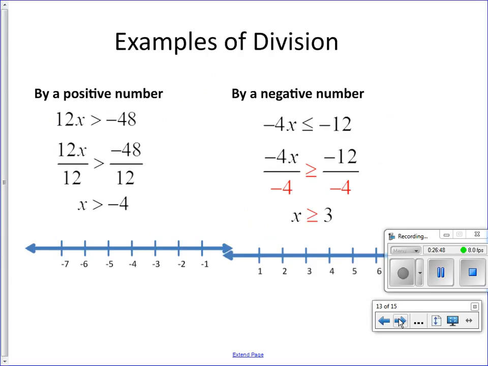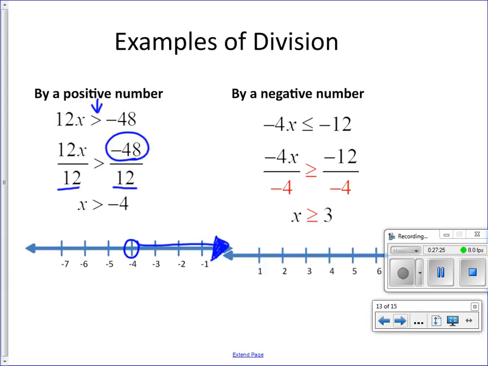Okay, same is true with division, and you can take a look at these examples. Notice that when we divide by a positive number, again, this number here does not matter. What matters is what you're dividing by. The inequality symbol stays the same. It's greater than and it stays greater than. When we graph our answer, x is greater than negative 4, it's going to be everything in this direction.